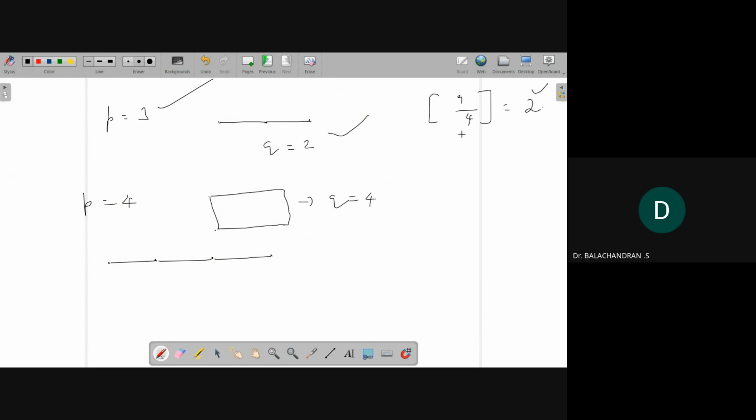Now what is the maximum number of edges by P square by 4? P here is 4. 4 square is 16. 16 by 4 is 4. The greatest integer not exceeding 4 is 4. So the maximum number of edges is 4. Now we have verified up to P less than or equal to 4.